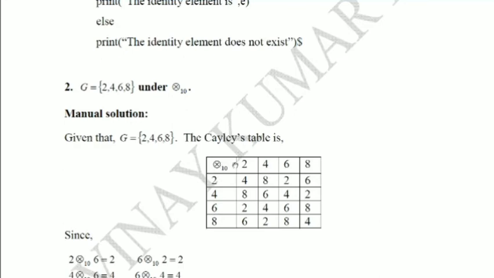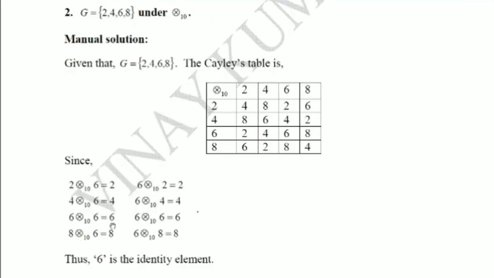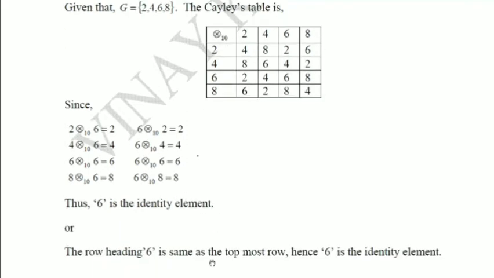Why? Because 6 into 2 is 2. 6 into 4 is 4. 6 into 6 is 6. 6 into 8 is 8 under modulo 10. That is giving you E into A is equal to A only. Similarly, A into E is equal to A only. That is what I have written here. A into E is equal to A. See, I had given values for A: 2, 4, 6, 8. E is 6. If you apply the binary operation, you will get the same. So since this row heading 6 is the same as the topmost row, the identity element is 6.